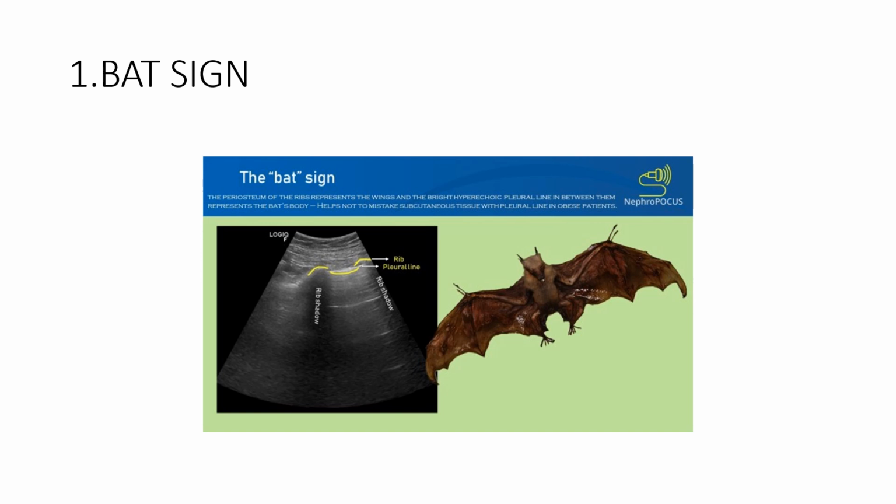The first sign is the bat sign. It's a normal sign to identify the pleural line. We should place the linear probe in between the two ribs. Then the two ribs appear as two anechoic rib shadows, and in between the two rib shadows we can see a white pleural line. This is the pleural line, so this appears as a bat. So that's known as a bat sign. It's a normal sign.